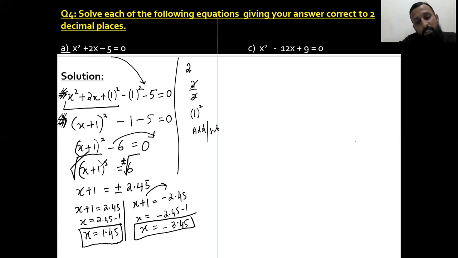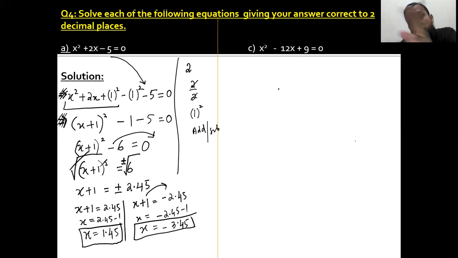We found the two answers as x equals 1.45 and x equals negative 3.45. Okay, so this is part C. I'll just initiate it and leave the remaining part for you guys to do as homework. What we need to do is apply a method called the completing the square method. Why do we need to apply it?